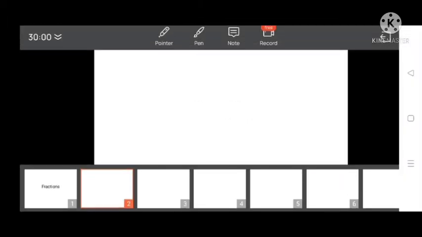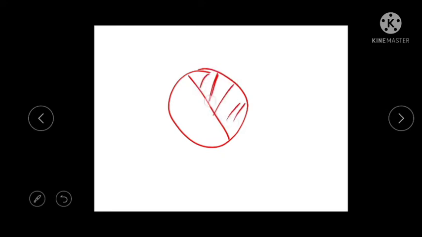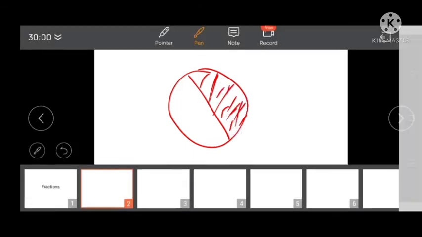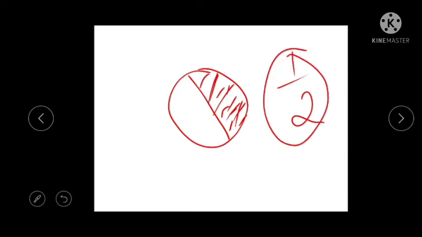For example, in a cake, when we cut it into two pieces and we take one part from it, then we can write it as 1 out of 2. We have taken one part out of 2. So this is a fraction and it represents 1 by 2.